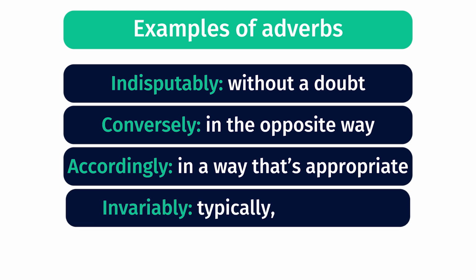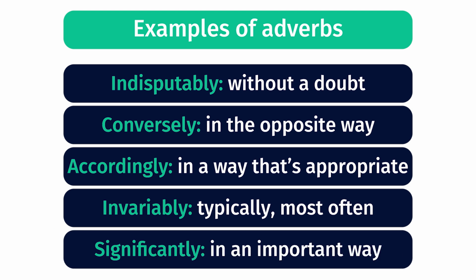Then invariably, something that's almost always happening. So it's a very common, typical thing to happen. And finally, significantly, which means something happens in an important way. So we've been through 5 tips, and the essay's looking pretty good. We definitely improved it a lot.